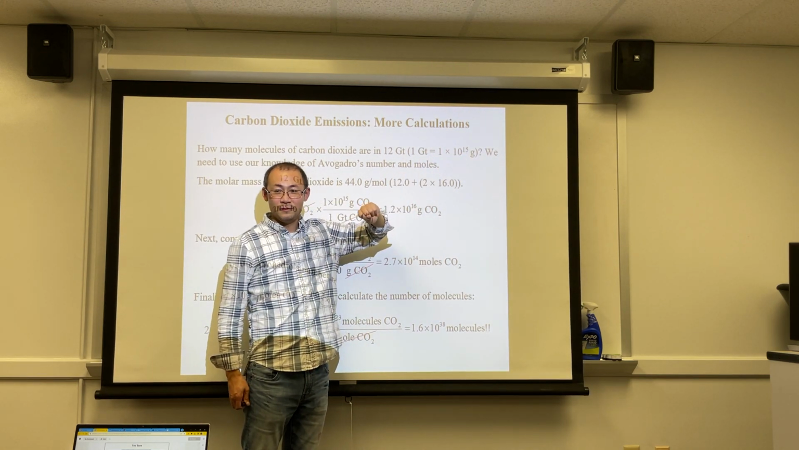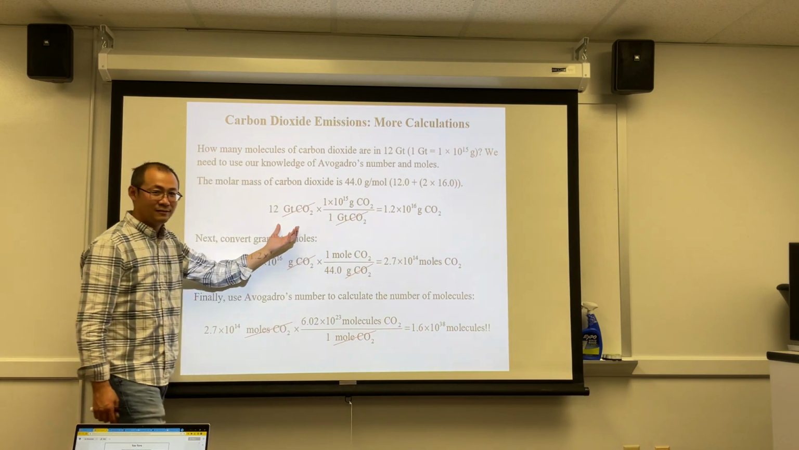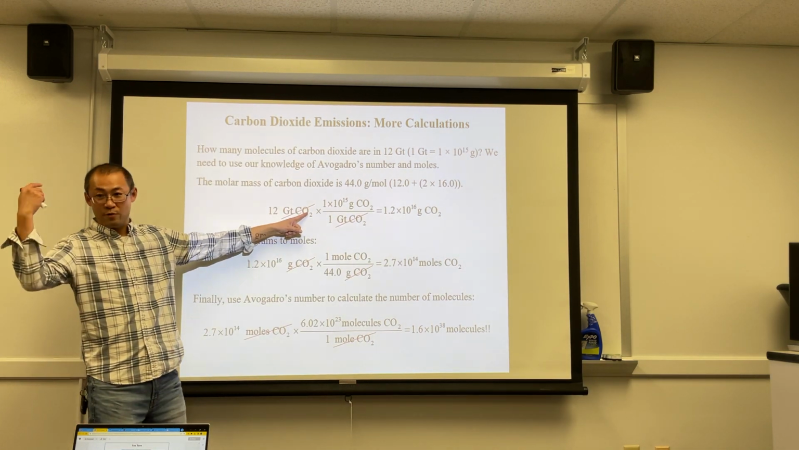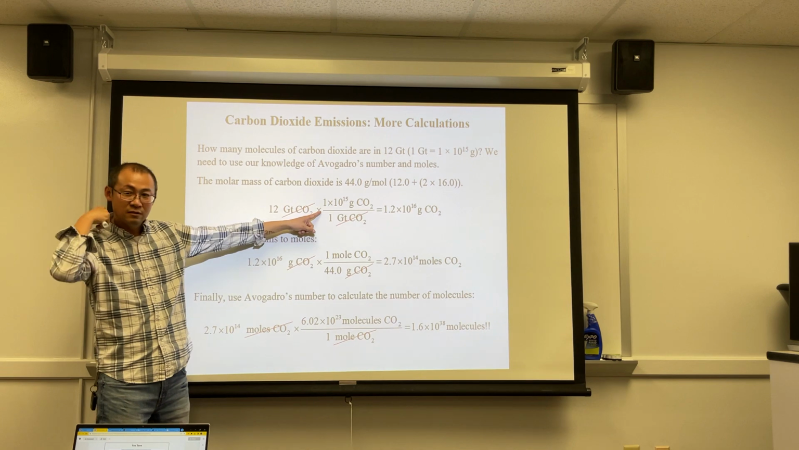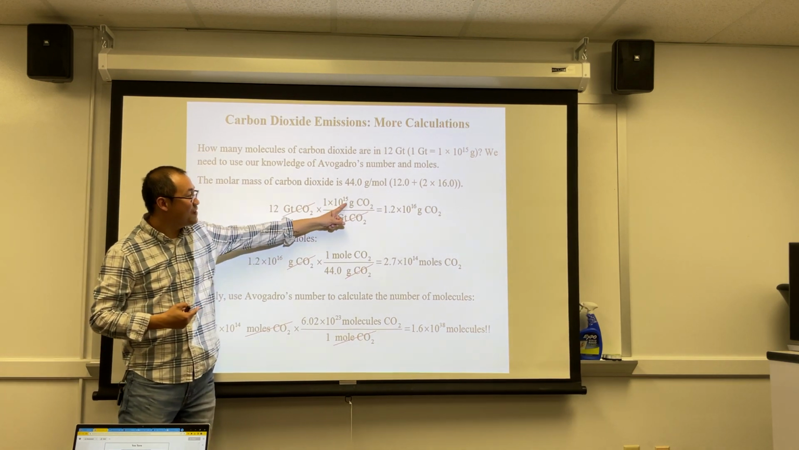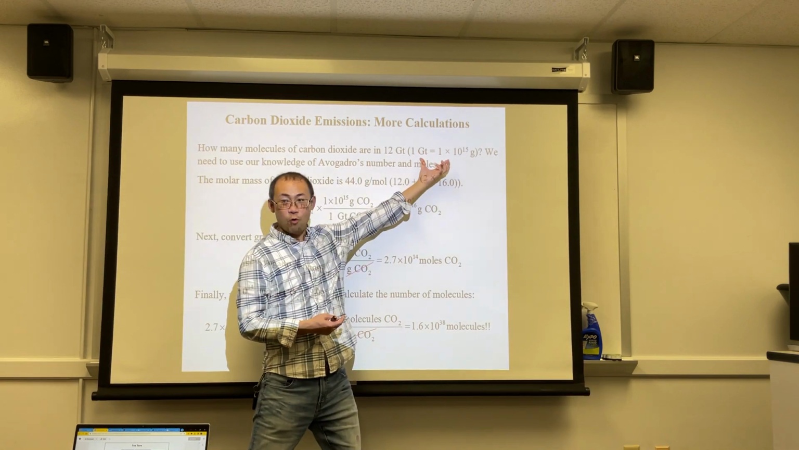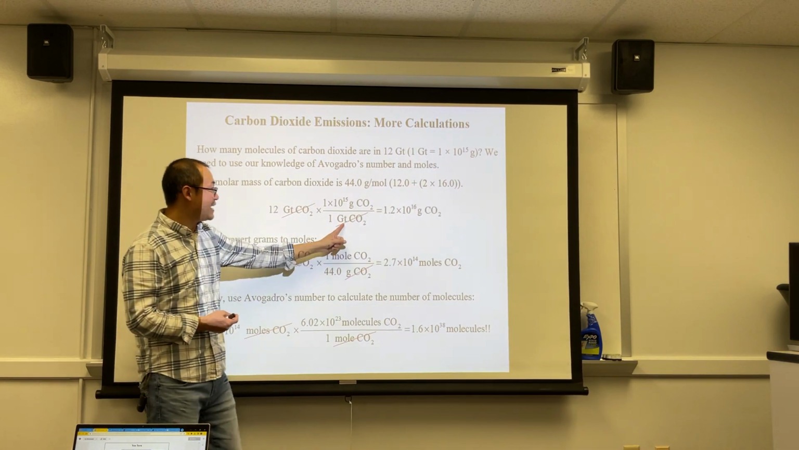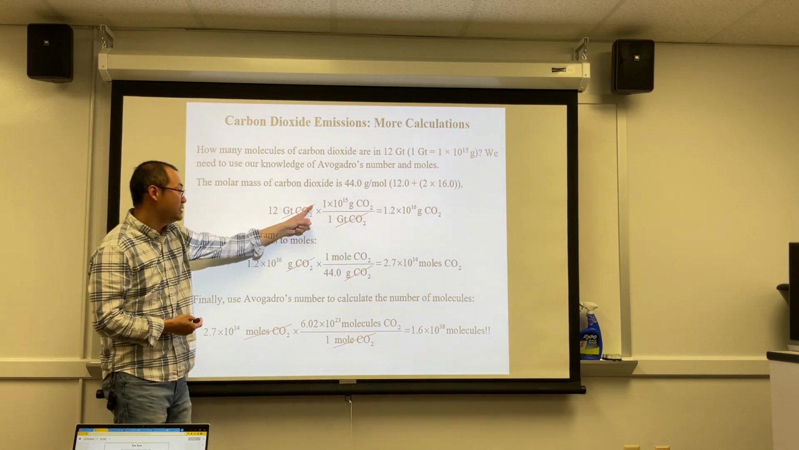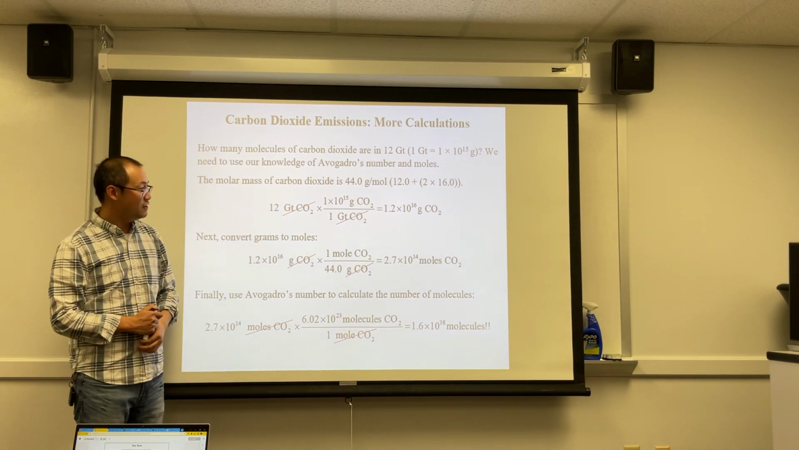1 times 10 to the what? 15 grams. So take a look at the first step, what I did. 12 gigaton, again, this is from the previous page, times 1.15 grams over what? 1 gigaton. Why? Because they're equal. Is that right? Yes. Why did I put a gigaton on the bottom? Because that's what we're given. Cancel gigaton.